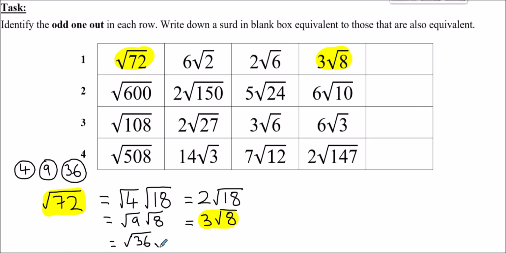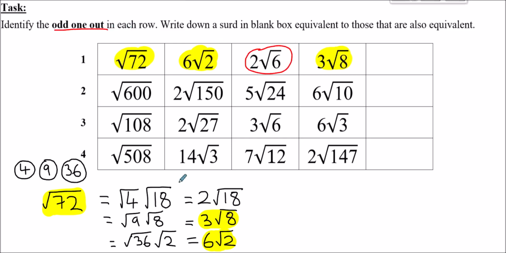So it's the same as root 36 times root 2. And root 36 is 6, so that becomes 6 root 2. And if you have a look, we also have 6 root 2 here. And so because these three are the same, we know now that 2 root 6 must be the odd one out. And so identifying the odd one out, we can put a ring around 2 root 6.